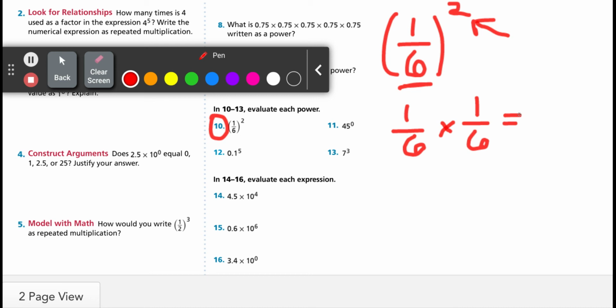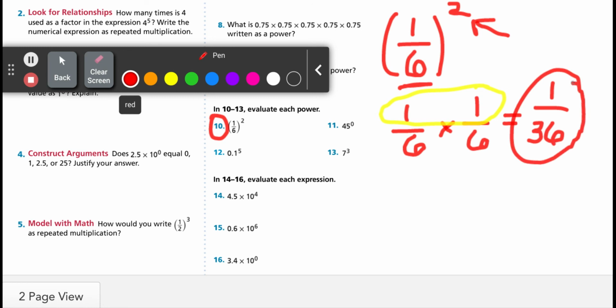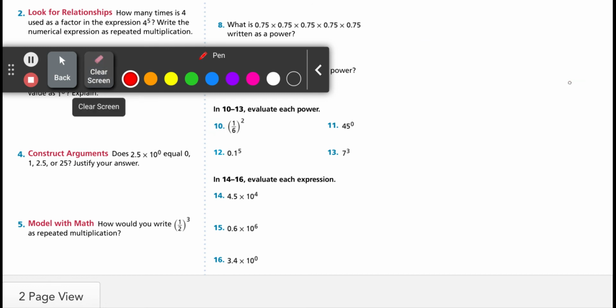I'm going to start by doing numerator times numerator, top times top. 1 times 1 is 1. Now I can do the denominator, 6 times 6. 6 times 6 is 36. So my answer, what is 1/6 squared, or 1/6 to the 2nd power? 1/36.